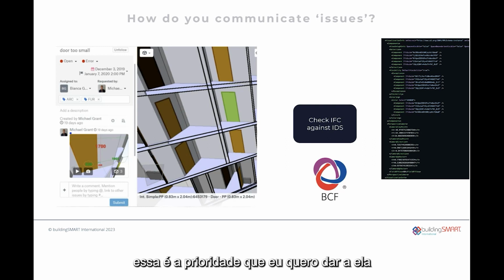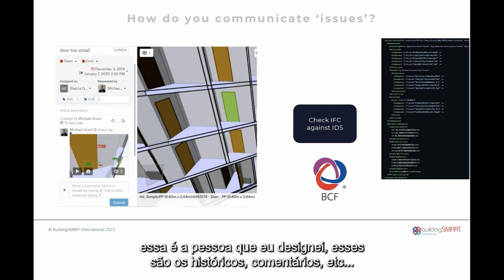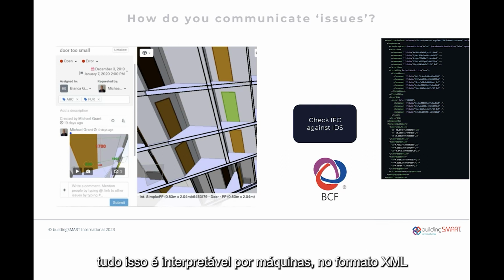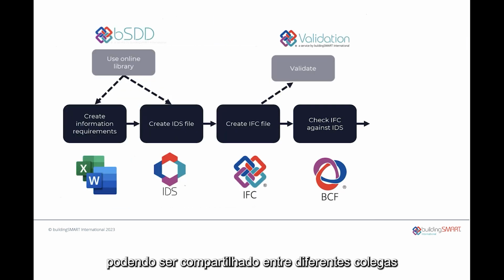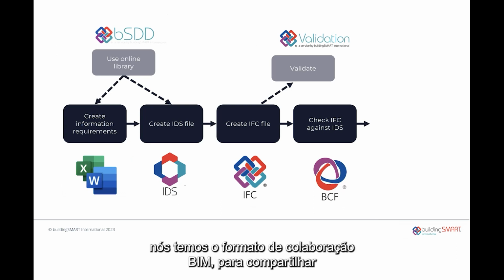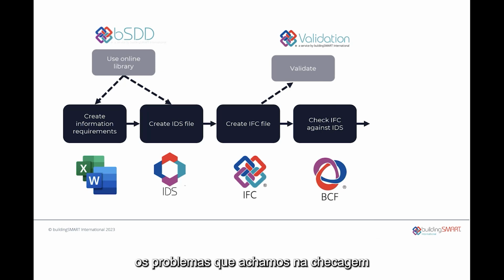This is the priority I want to give it. This is the person that I assign this to. These are the history, comments, etc. All of this is machine interpretable in an XML format to be exchanged between different partners. So then we're almost there. We have the BIM collaboration format to exchange the issues that we find from a check.